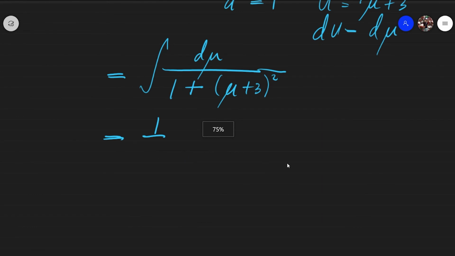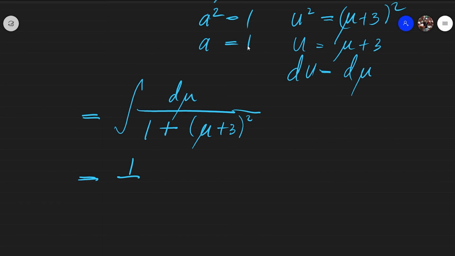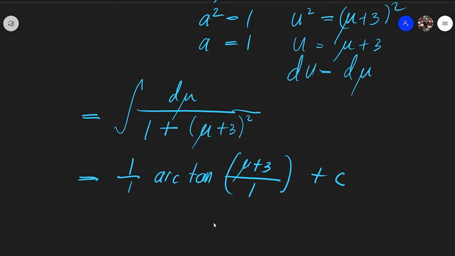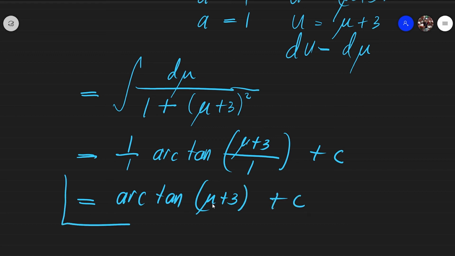So I can write it here, 1 over A. Take note your A is equal to 1. So 1 over 1 arctangent of U over A. Your U is mu plus 3 all over 1. Of course, the arbitrary constant C. Now, simplifying this further, this will be equal to the arctangent of mu plus 3, and the arbitrary constant. So this is now your final answer.